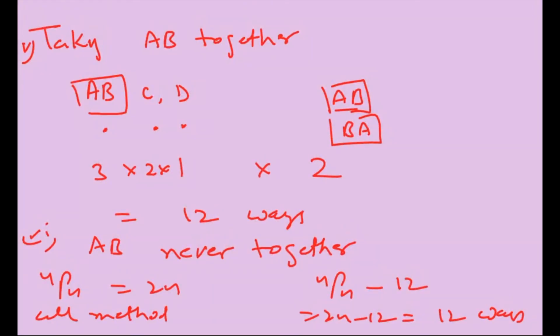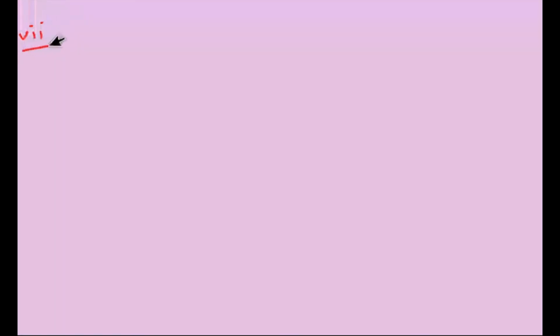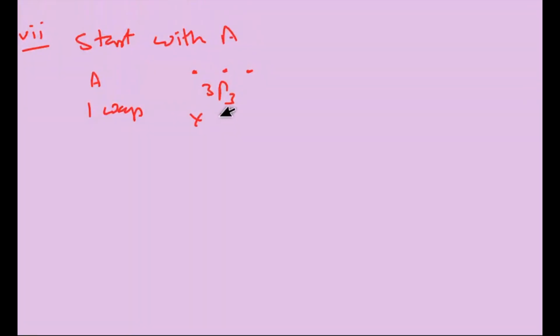Now the next question is: start with A. Then put A in 1 way, and the other 3 places you have to fill with the other 3 letters, that is 3P3, which is equal to 6 ways. So total ways are 1 into 6.